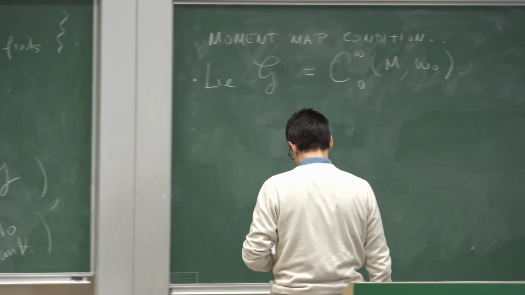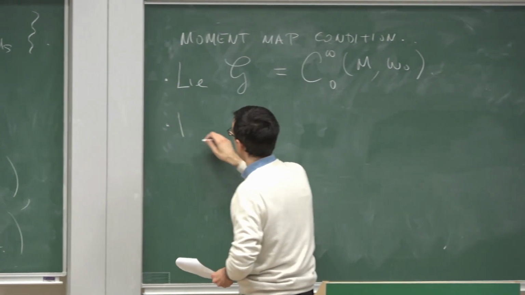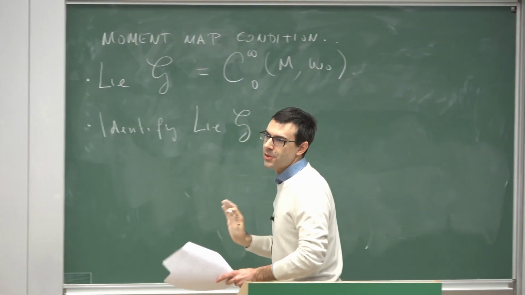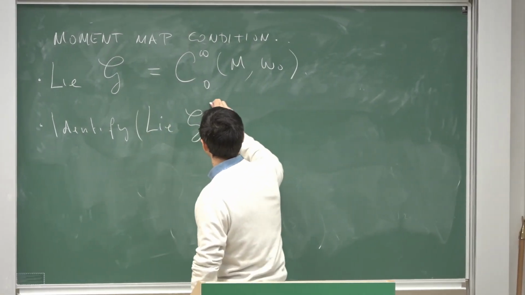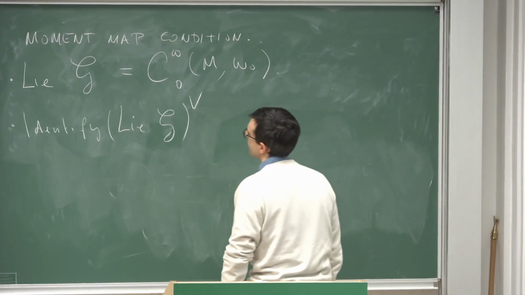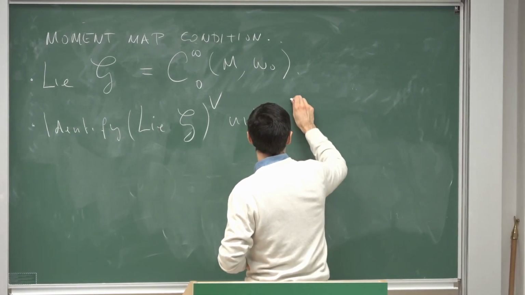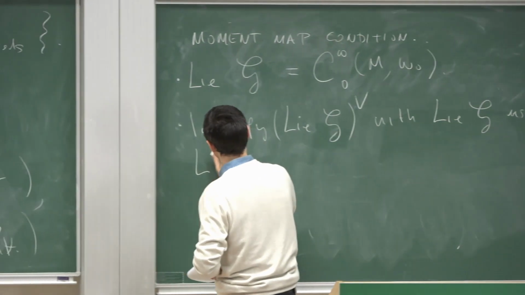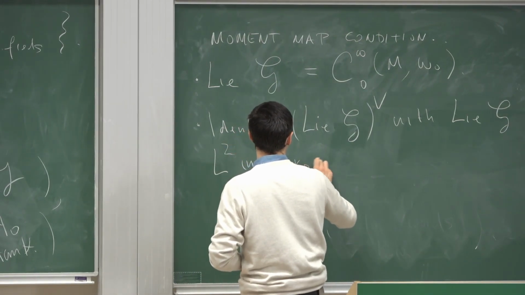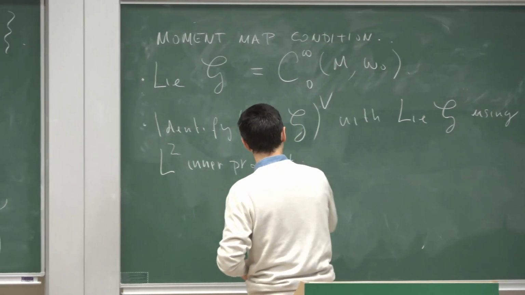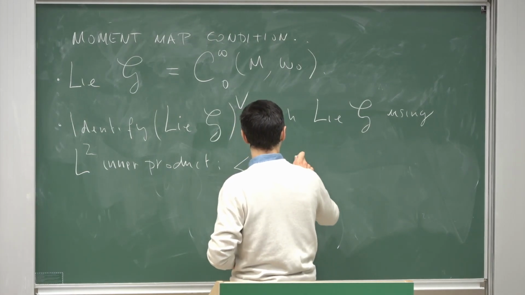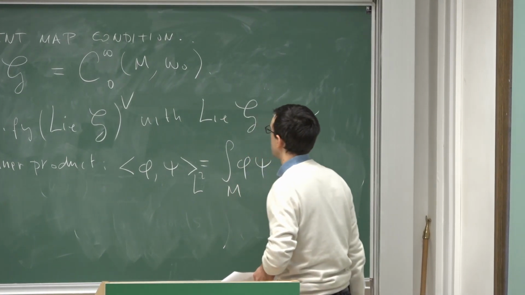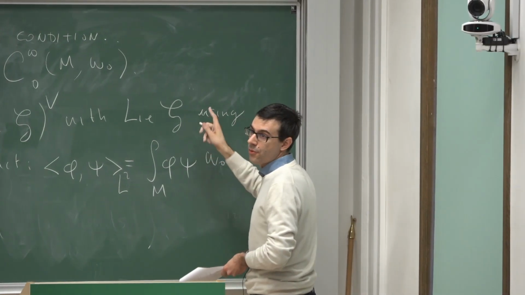So you can identify, there's a sort of Killing form, so that you can identify the dual of this Lie algebra with the Lie algebra itself, at least ignoring functional analytic aspects which we don't really need at all. So using the L2 inner product, which is the following. If I have two functions, the L2 pairing is of course just the integral over M of the product, they are real functions, with respect to the volume form which is defined by your symplectic form.